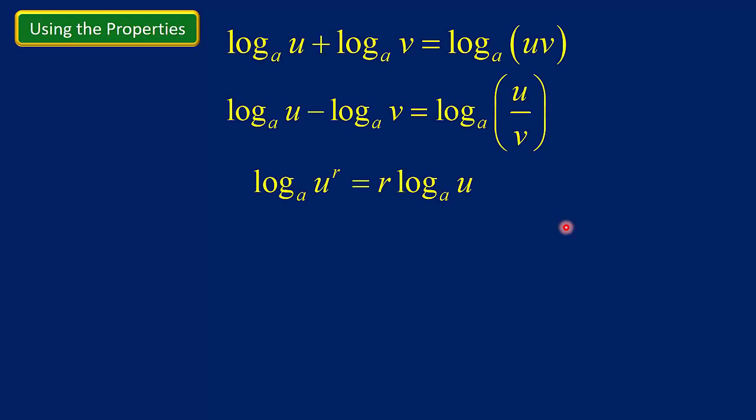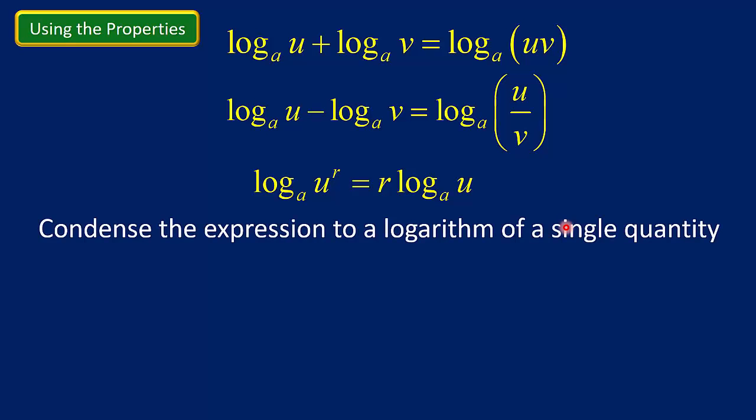Okay, so we've got these properties of logs, and I want to go through a few logarithmic expressions so that we can see how these properties can be used. So let's suppose that we have an expression like this, and we want to condense this expression using these properties to a log of a single quantity. So notice that they're both base 2, which is what we have to have. We have to have the same base.